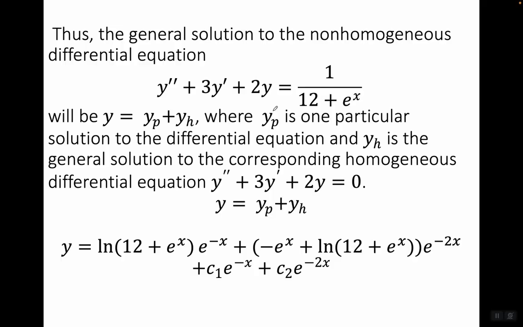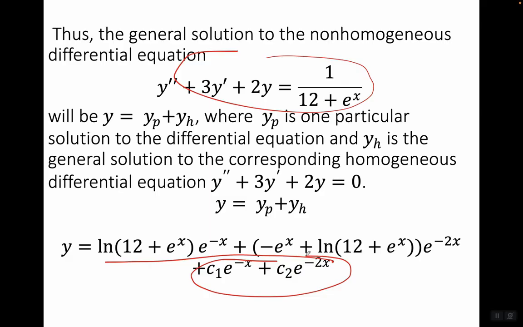Thus, the general solution to the non-homogeneous differential equation, this is the one we've been working with, is going to be y equals y sub p plus y sub h. y sub p is one particular solution to the differential equation. y sub h is a general solution to the corresponding homogeneous differential equation. And y equals y sub p plus y sub h again. So we've got y equals this. That's our y sub p plus y sub h.